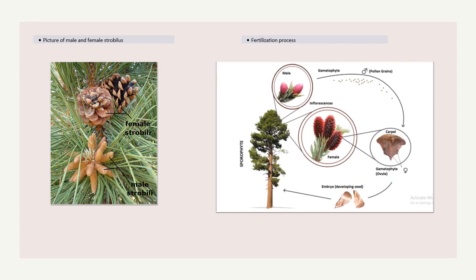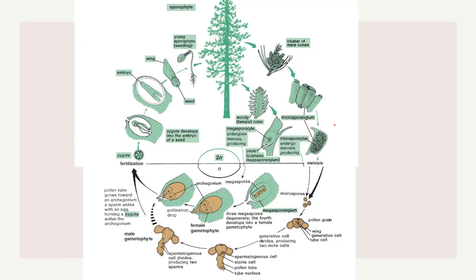This is the process of fertilization. They do fertilization with the help of the wind. Wind helps them to reproduce. Without the wind, they will not be able to reproduce. So let's look closely at the details of how they reproduce.